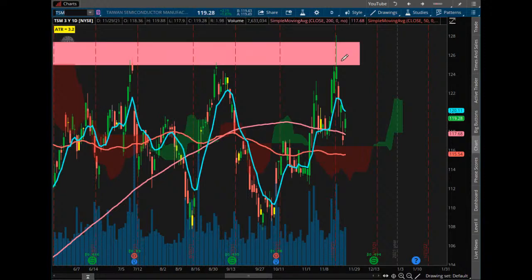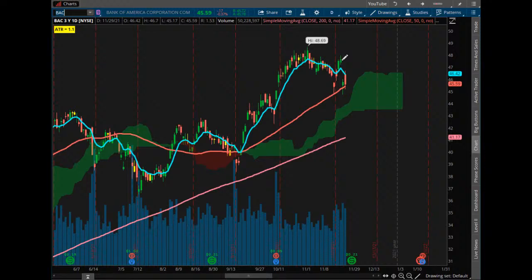TSM below the ADMA, right? Remember that one, that big rejection off of the resistance zone above. So again, just kind of chopping here in the middle there. And Bank of America. So Bank of America, a little bit of a pullback, right back to the 50-day moving average. So we'll see if that turns into a viable dip or not.